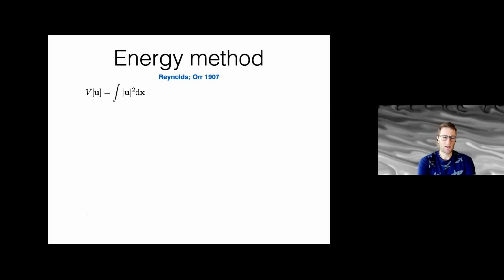There are slight variations on this depending on the details of the system, but the only thing that works in general is the so-called energy method, where the Lyapunov functional that you choose is just the L2 energy of perturbations of the velocity vector field. This goes back to Reynolds in the late 1800s or in 1907. First of all, this is strictly positive when U is non-zero, so that condition is trivially satisfied. So then the only thing we have to figure out is, when can we say that for all admissible perturbation vector fields U, V is monotonically decreasing in time?